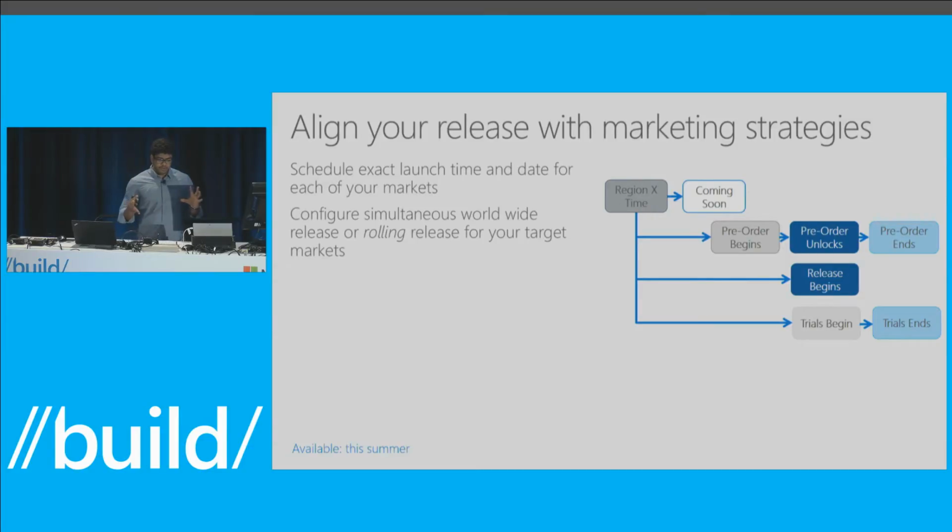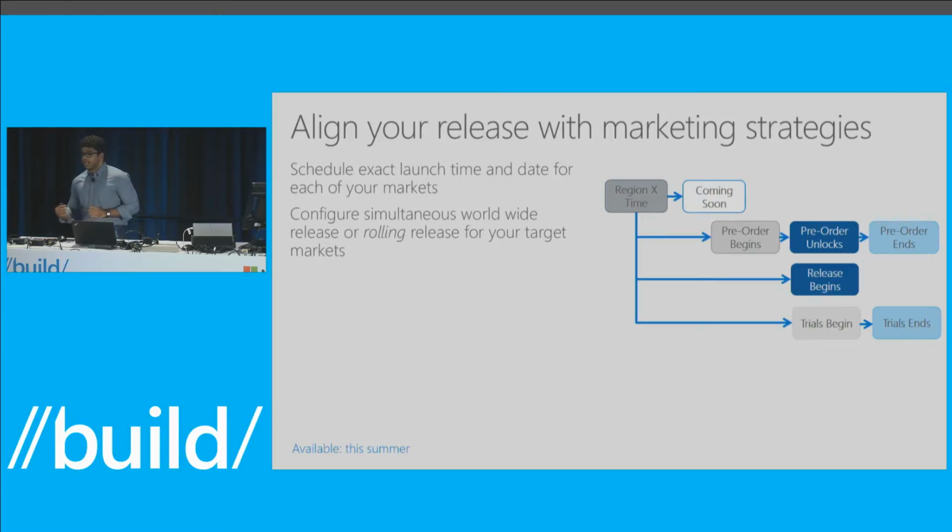Once you're done with your pre-order festivities, you want to come and align your release with your marketing strategies. In Dev Center, you will be able to specify the exact time and date of launch for each of your markets. This allows you to do a synchronized, simultaneous worldwide release. Say you have a productivity app that wants to release at 5 p.m. UTC all over the world. You can do so in Dev Center.